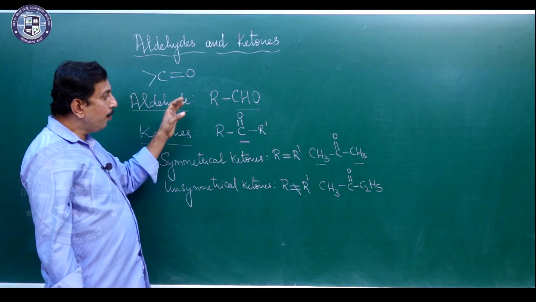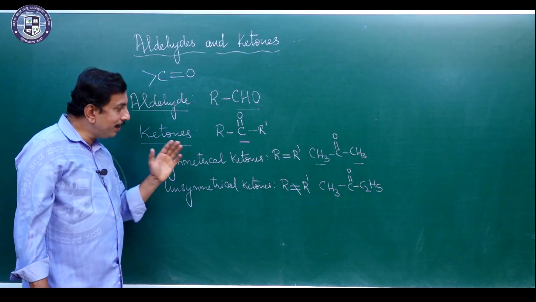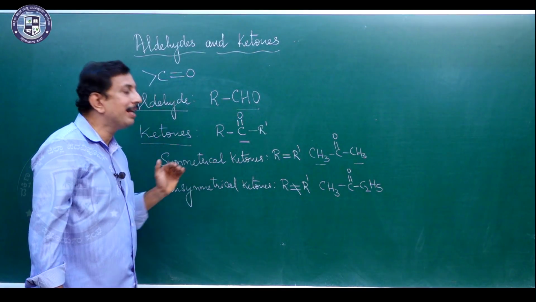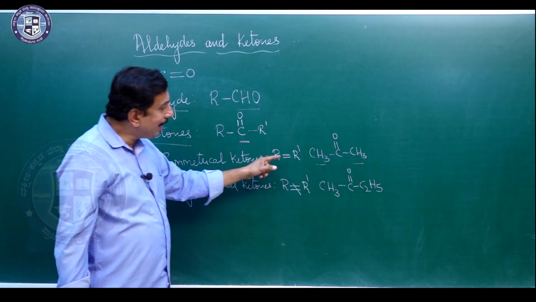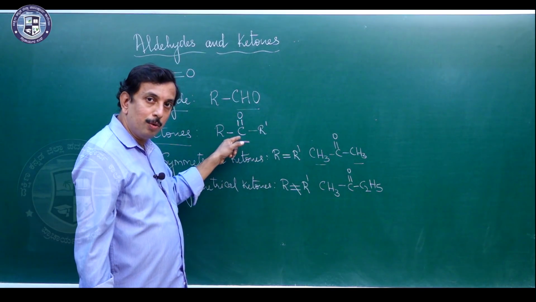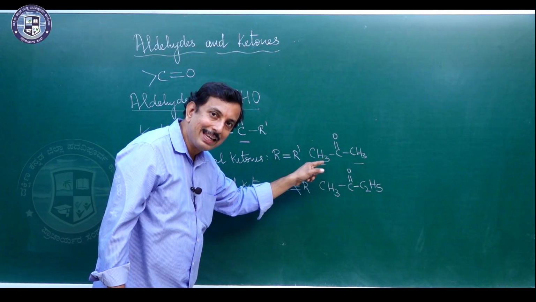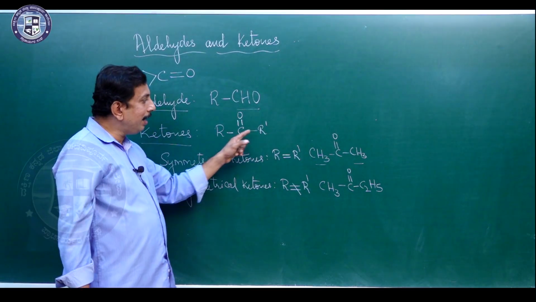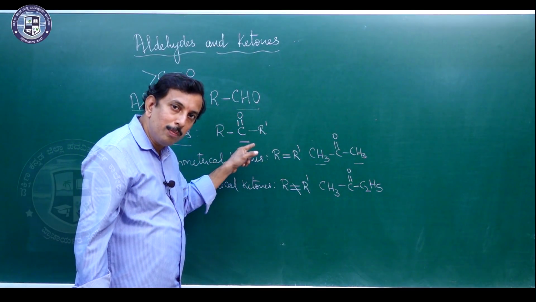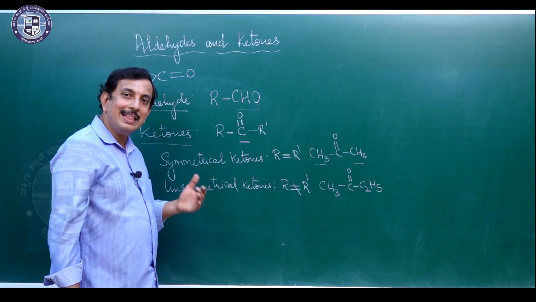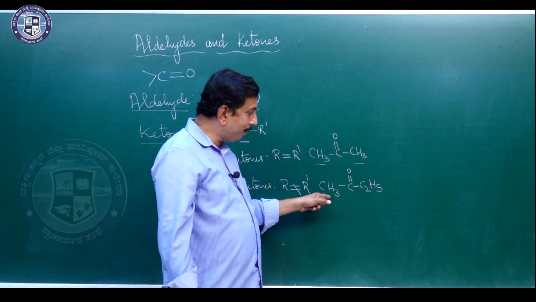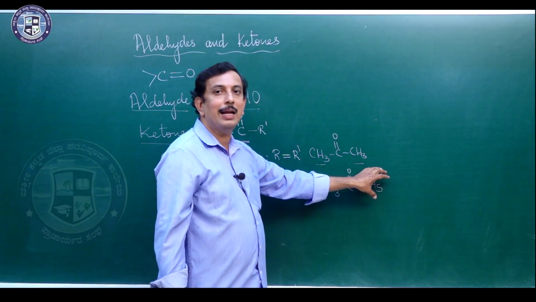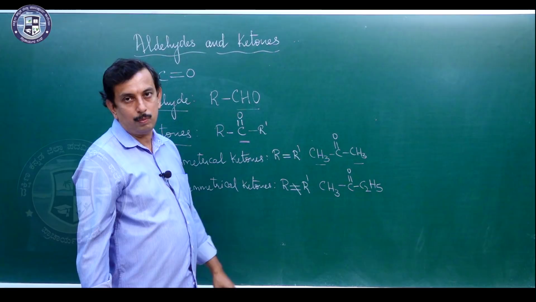If I go for ketones further, I have defined here 2 types of ketones. One is called simple or symmetrical ketone, for which the R and R' groups linked with the carbonyl group are the same, alike. The second is called unsymmetrical ketone, where the R and R' groups attached to the carbonyl group are different, for which I have given the example of CH3COC2H5. There is one methyl group and one ethyl group linked with the carbonyl group.